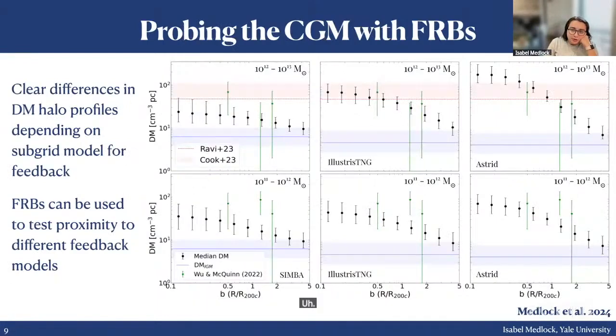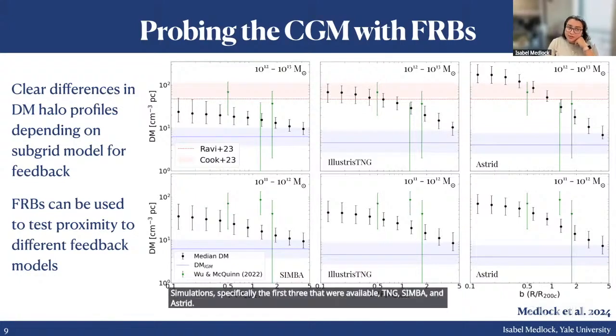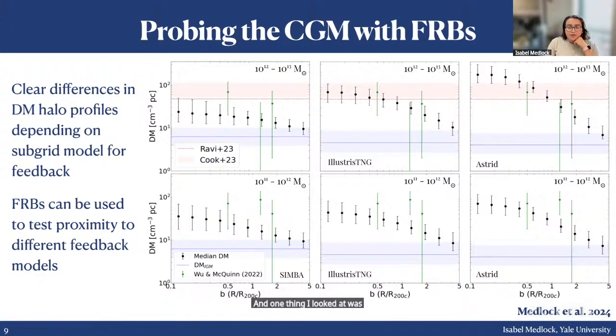And in my prior work up till now, I've looked at the CAMELS simulations, specifically the first three that were available, TNG, Simba, and Astrid. And one thing I looked at was, on the scale of the CGM, what do excess dispersion measure profiles look like as a function of impact parameter?